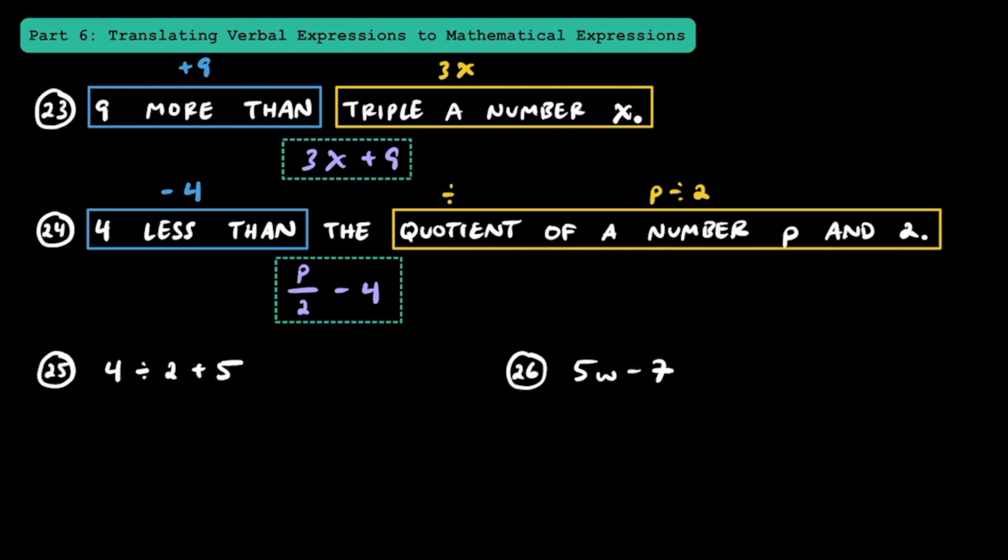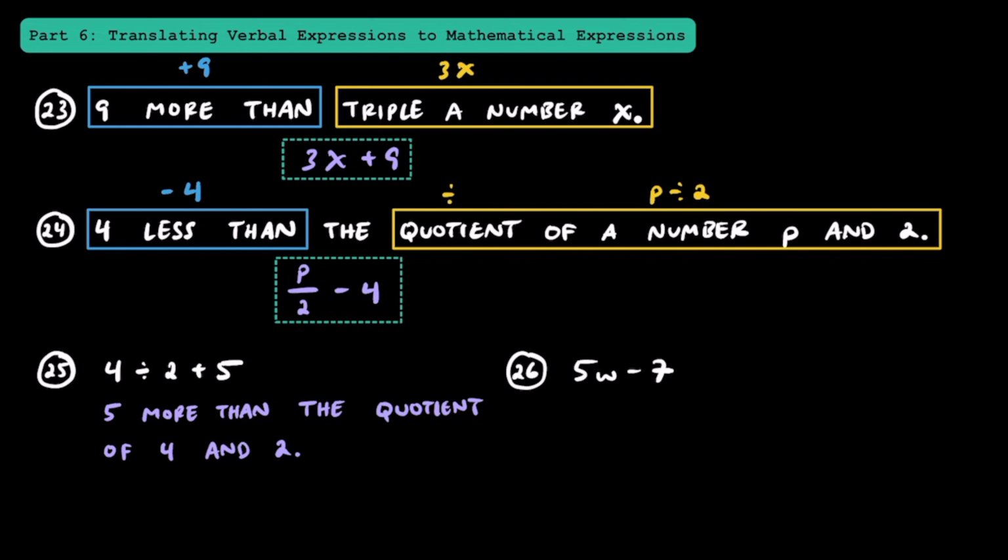For number 25, let's try writing this mathematical expression as a verbal expression. We have 4 divided by 2 plus 5. We could say something like 5 more than the quotient of 4 and 2. You could also say something like the sum of the quotient of 4 and 2 and 5.